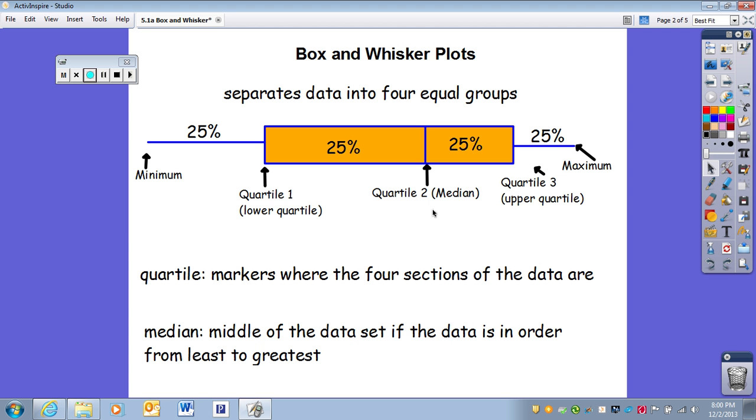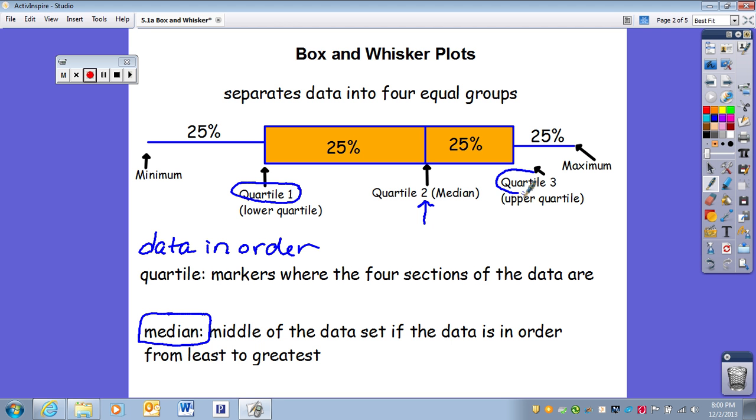The way that this is done is we first of all must put the data in order from least to greatest. Once the data is in order, we find the median, which is the middle of our data. Then, once we find the median, we mark that, and it has a special name called quartile 2. Once we do that, we also find the median of the lower part of the data. That's called quartile 1. And then we find the median, or the middle, of the upper part of the data, called quartile 3, or the upper quartile.